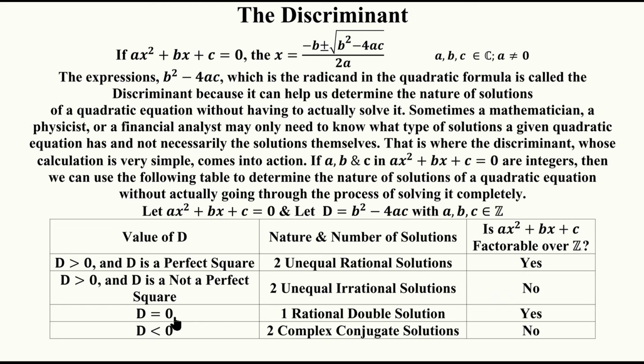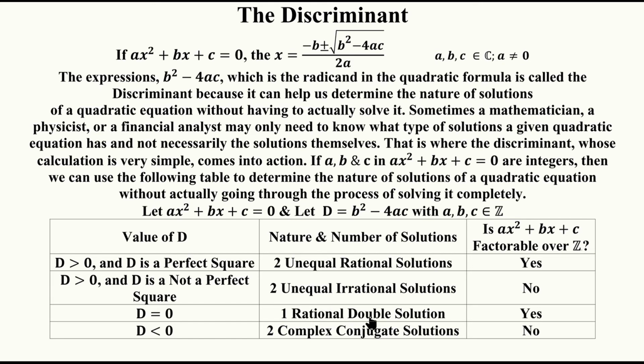And the third case is when D is 0. Now, if D is 0, the square root of 0 is just 0. It doesn't matter whether you add 0 or subtract 0. You're going to get just one answer, which is negative b over 2a. And that's going to be our only solution. And of course, since this is an integer and this is an integer, that'll be a rational solution.